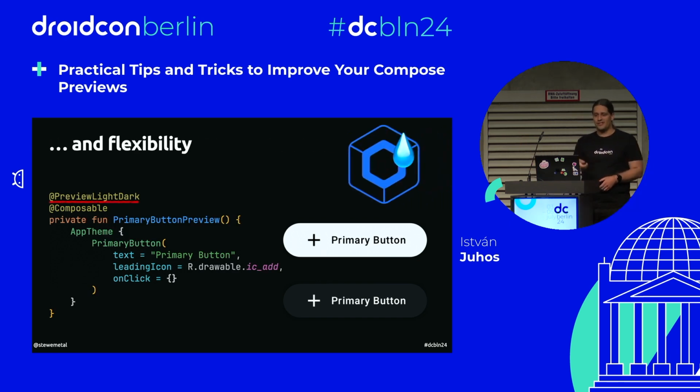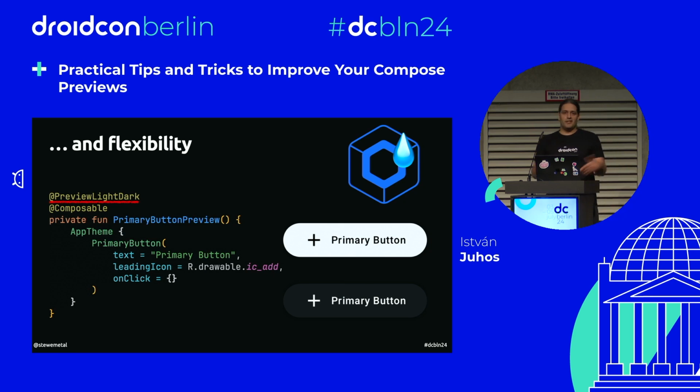But there is another thing missing here from this preview, and that is flexibility in Compose Multiplatform. So preview light dark doesn't exist in Compose Multiplatform as we've seen before, and also we can't do anything in this preview, can't customize it, even if we just added the normal preview annotation instead of the preview light dark. But that's what we're talking about here, some customization options.